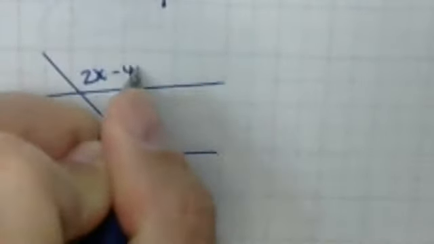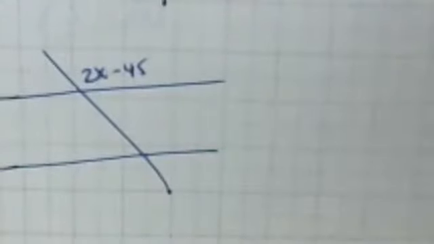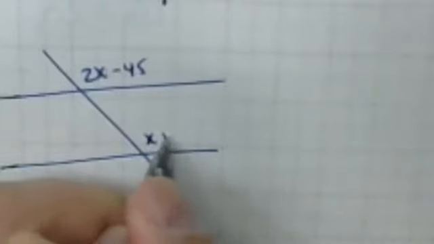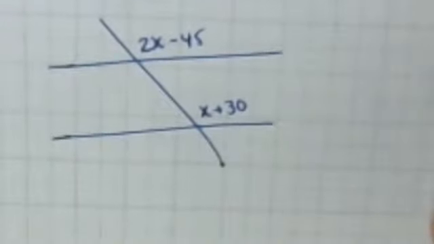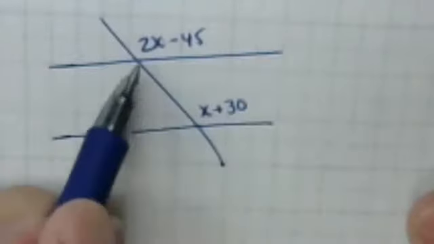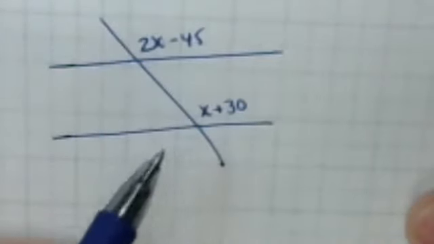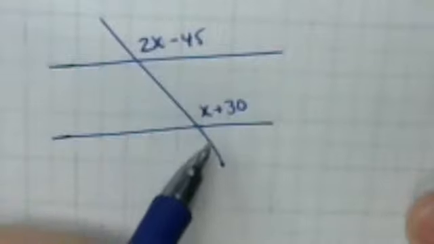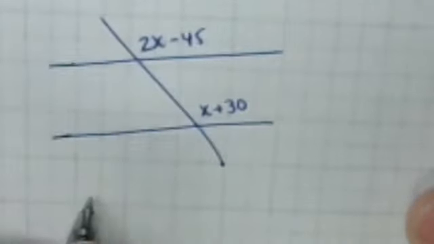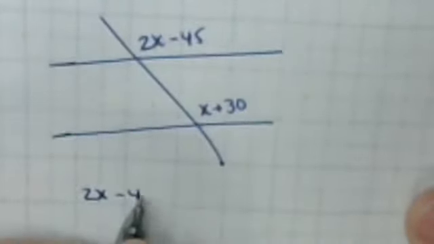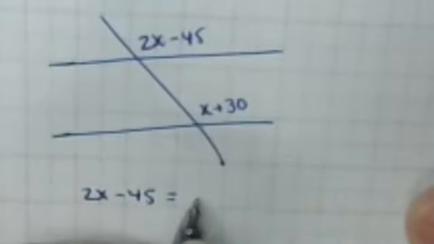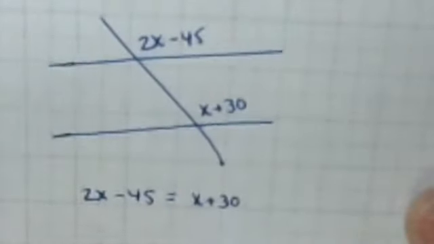Okay, again, here are my 2 lines cut by transversal. Now this time, this angle is 2x minus 45, and this angle is x plus 30. How do those 2 angles go together? They're in the same place on a different line, so they're corresponding, and we know that corresponding angles are congruent. So then I will set those 2 equations equal to each other, since I know they are.